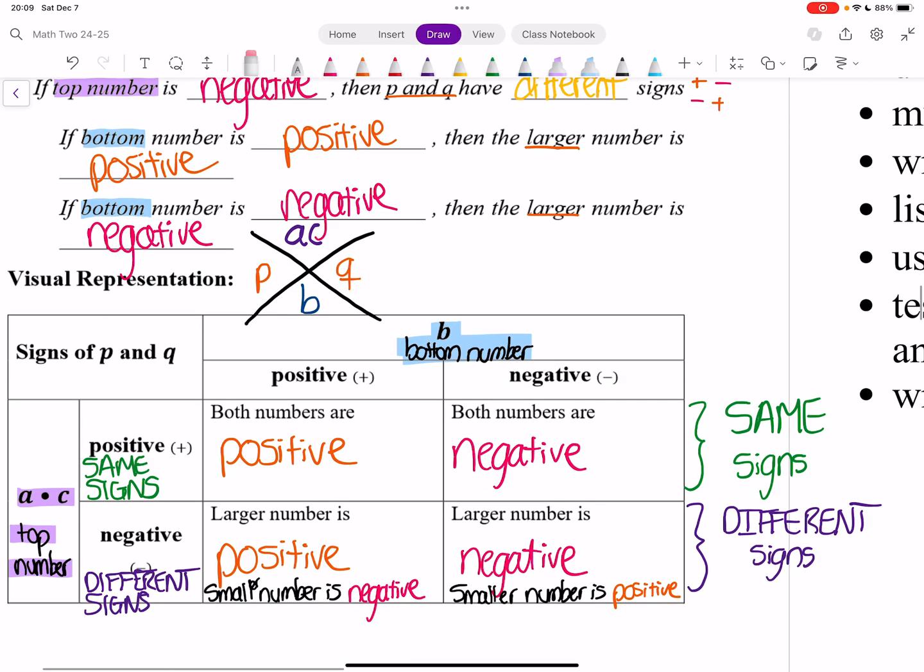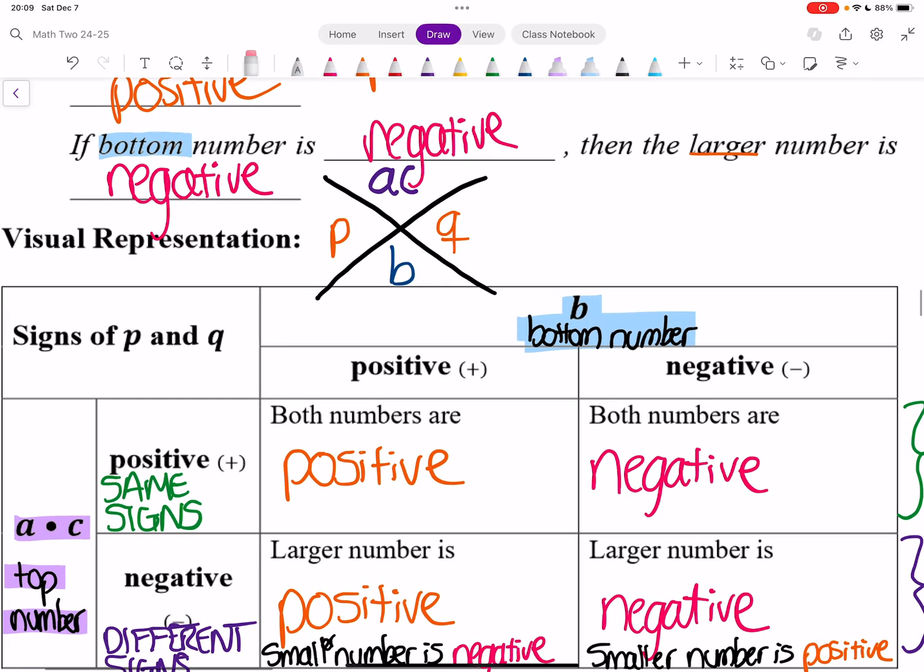As a reminder, here's a visual representation of the x problem with a multiplied by c in the top and then b in the bottom. And what's new is we are now going to not only set it up, but also solve the x problem. And p and q are going to be our solutions to the x or diamond problem.